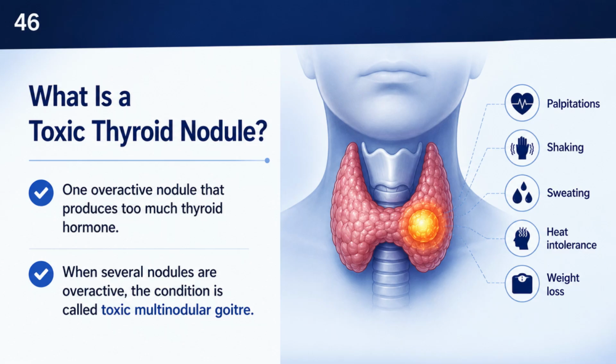When one overactive nodule produces too much thyroid hormone, it may be called a toxic thyroid nodule. When several nodules become overactive, the condition is called toxic multinodular goitre. The key message is that a hot thyroid nodule is not simply a lump. It can also affect thyroid hormone levels and produce symptoms throughout the body.